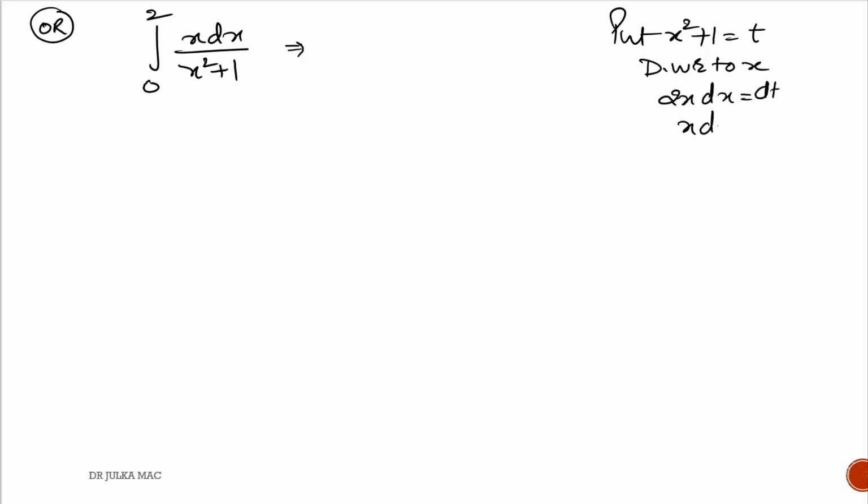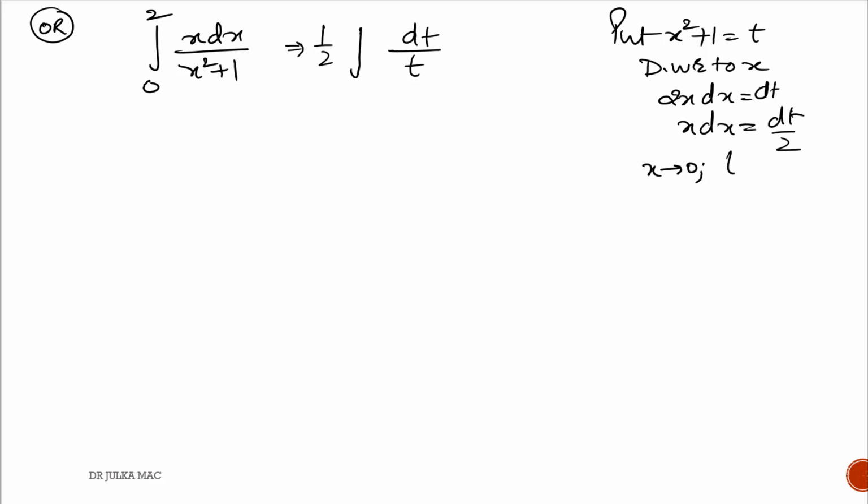Or we can solve the same question by the substitution method. We'll put x square plus 1 equals t. Differentiate with respect to x both sides and we will get 2x equals dt by dx. Replace x dx by half dt and x square plus 1 by t. Whenever we substitute, we change the limit.